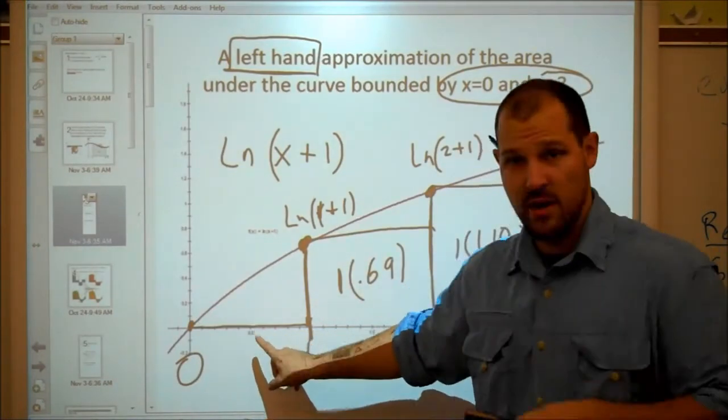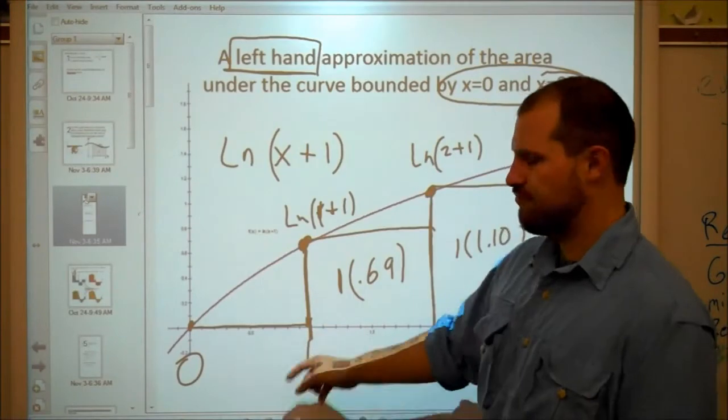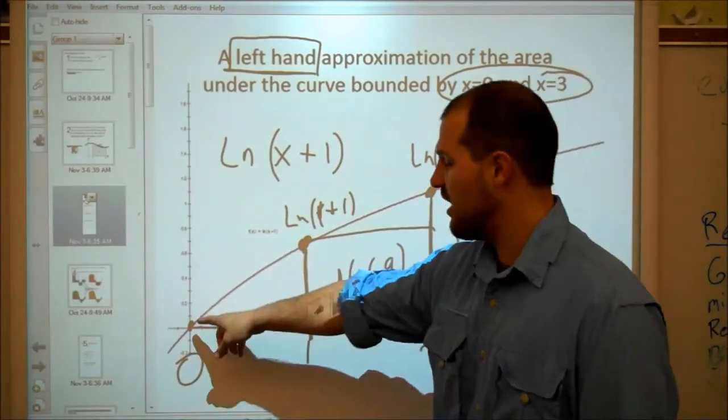What about this rectangle down here? Well, it's not really much of a rectangle at all. It's just a line segment, okay? So it has no height on this one.